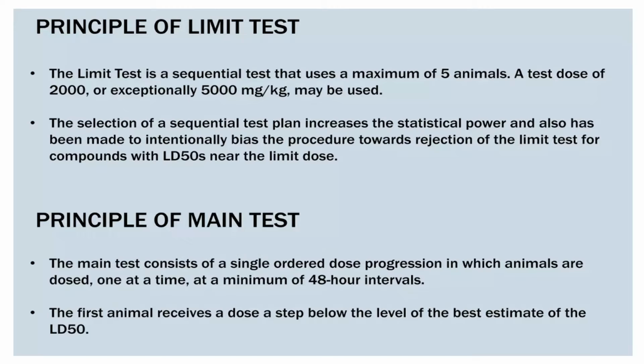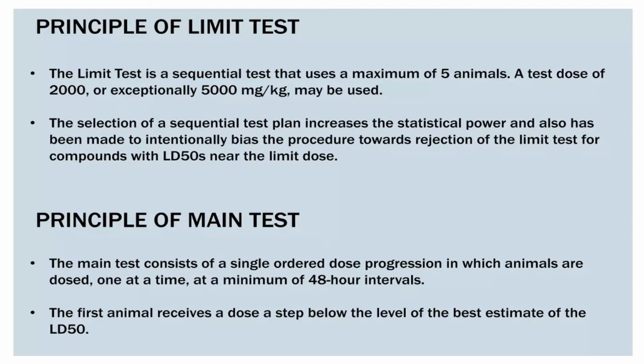Next is the principle of the main test. The main test consists of a single order dose progression in which animals are dosed one at a time at a minimum of 48 hour intervals. In the main test, we have to follow the dose levels of 175, 550, 2000 and 5000, or in between 2000 and 550 there is a 750 dose factor.